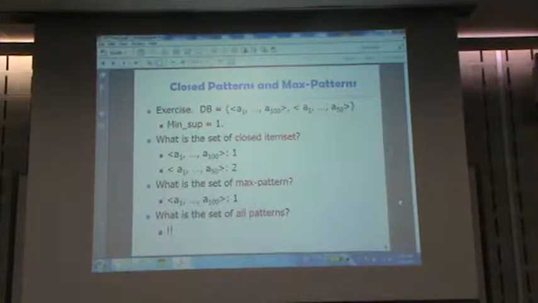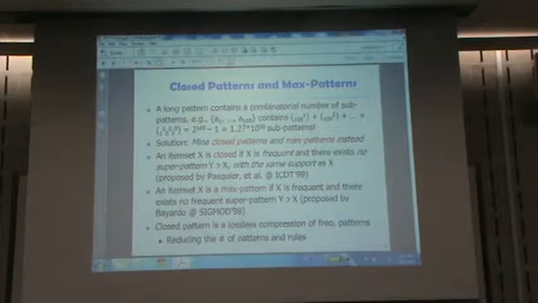That is the one with the support of 1, and this one is 2, because it has 2 times. So that is the closed itemset in max pattern, without considering support. Closed means the frequent itemset has no super pattern with the same support.